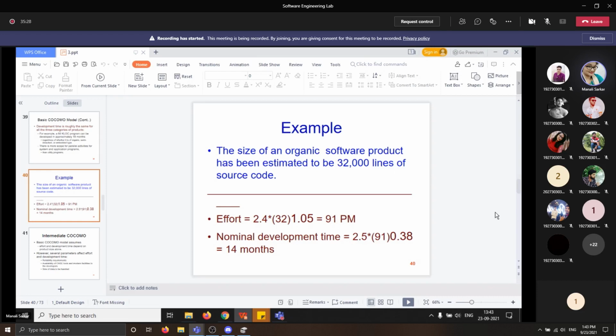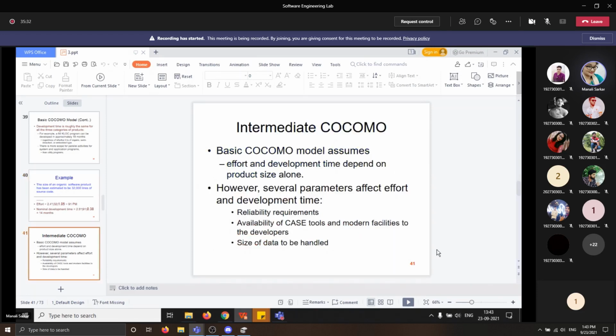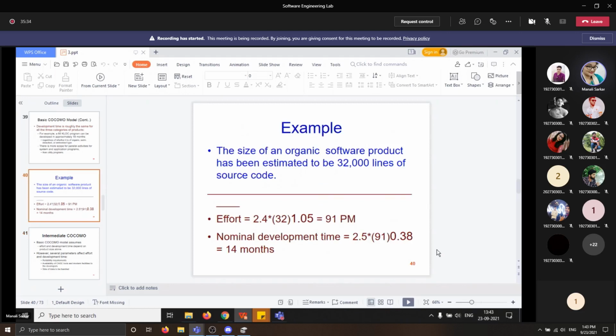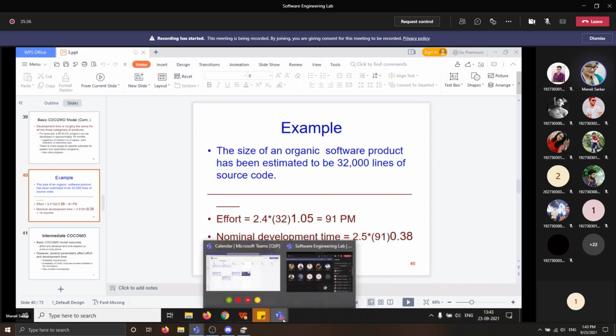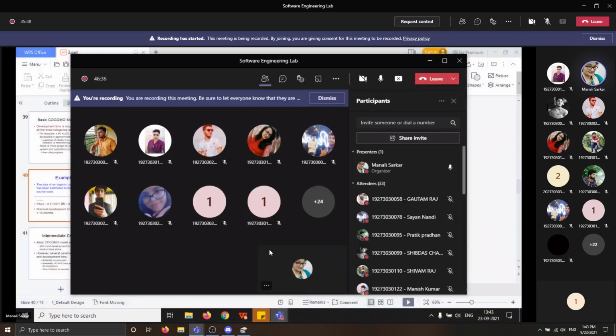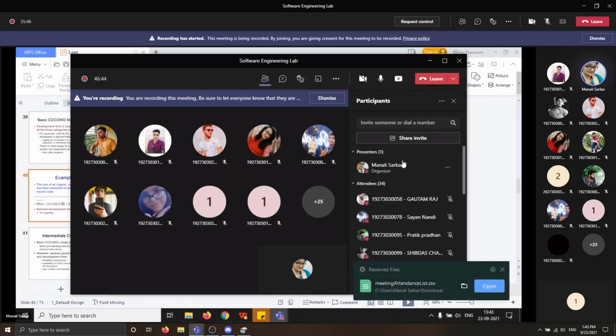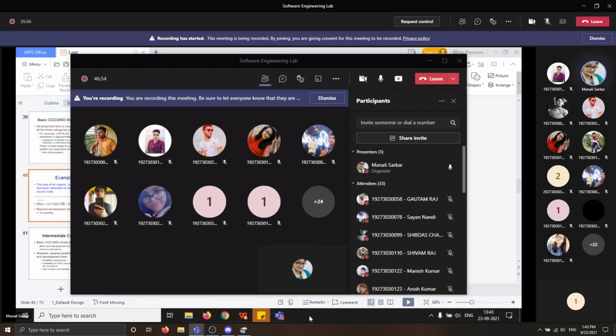Okay, so this is all about COCOMO. In the next class, I will be starting intermediate COCOMO. But before that, you need to know about COCOMO because COCOMO is an important topic for your exam. Even if you are giving online or offline exams, COCOMO is important. Any doubts, students? Anyone? Is it clear? Response, students.